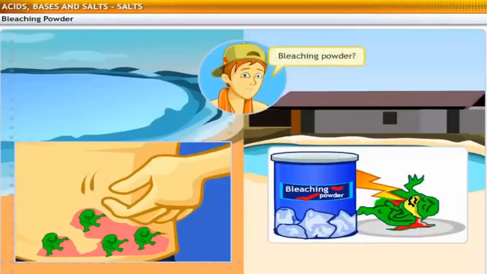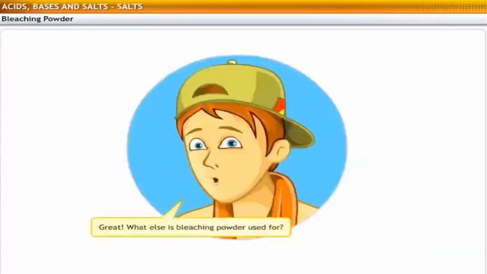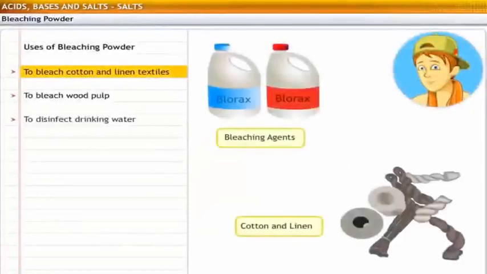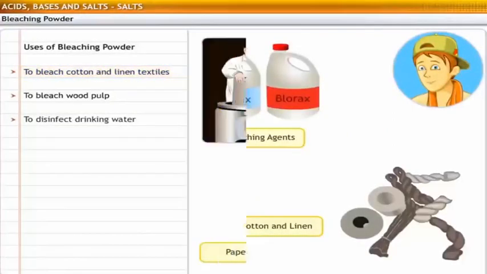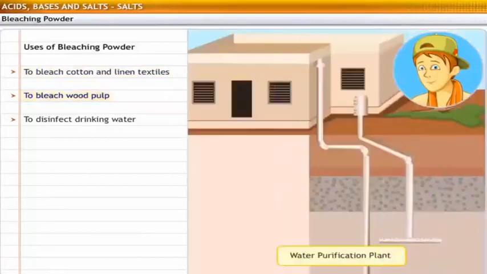Bleaching powder? Bleaching powder is chemically called as calcium oxychloride, which is obtained by passing chlorine gas through calcium hydroxide. Great! What else is bleaching powder used for? It is used to bleach cotton and linen textiles, and to bleach wood pulp, and even used in the manufacture of paper. Bleaching powder is used to disinfect drinking water and make the drinking water clean and safe.